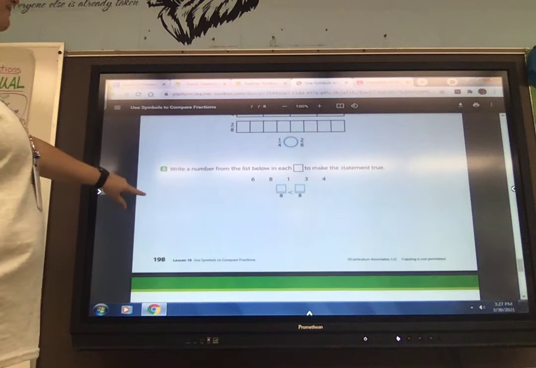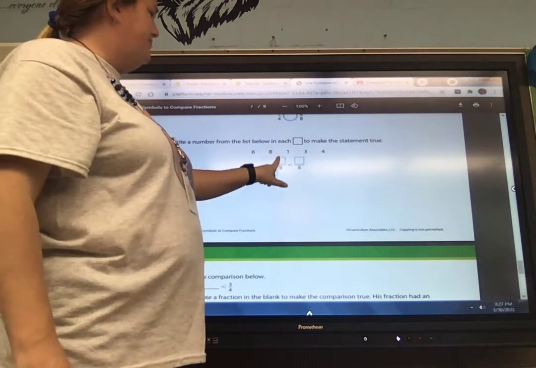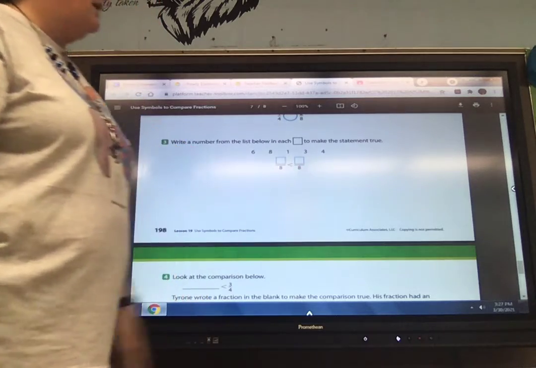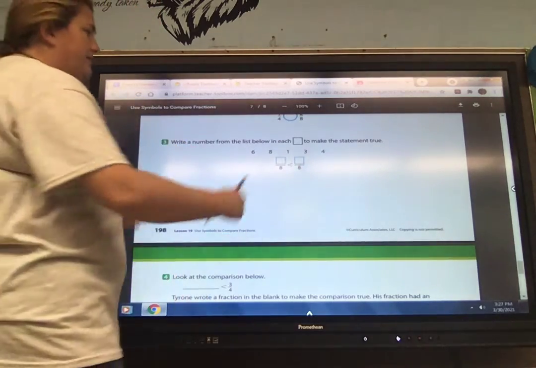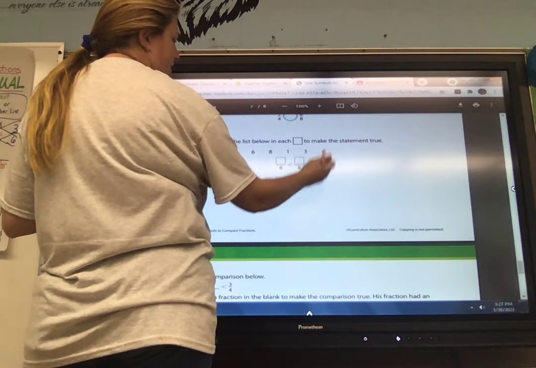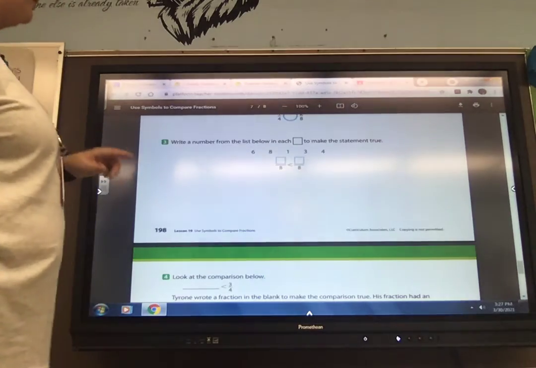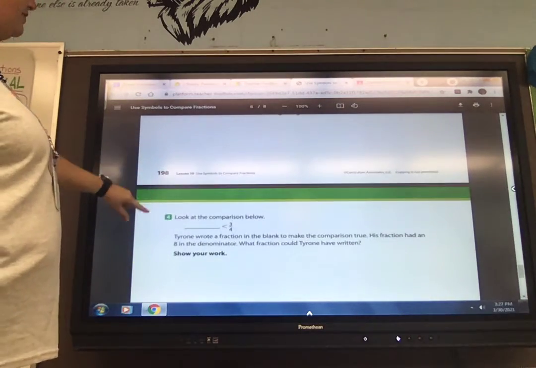Put your symbol. Number 3, they want the first one to be less than that one. So make sure whatever you pick, you've got 6, 8, 1, 3, or 4. Whatever you pick. If I butterfly it, the left side should be smaller. Yes, left side should be smaller.